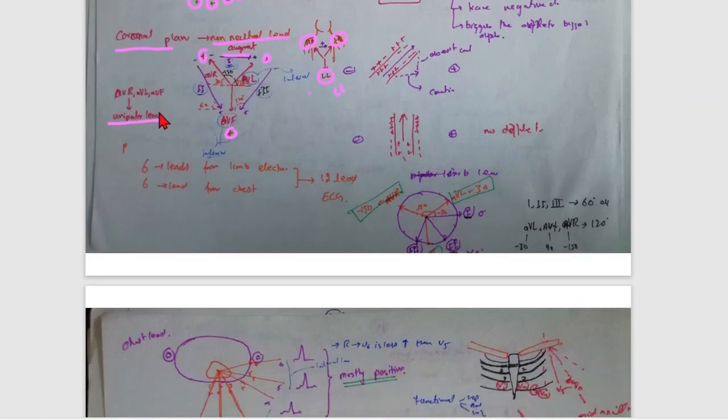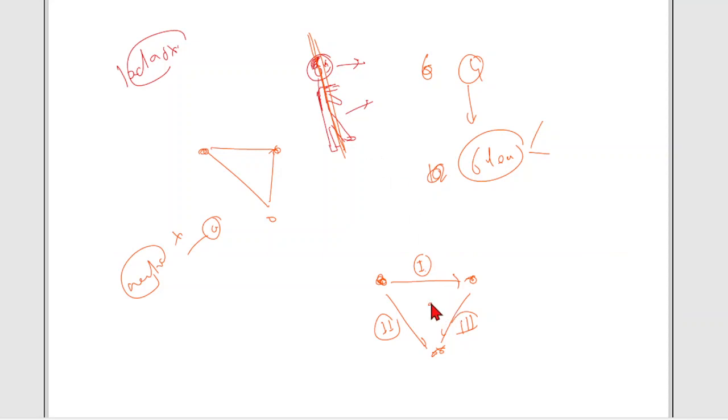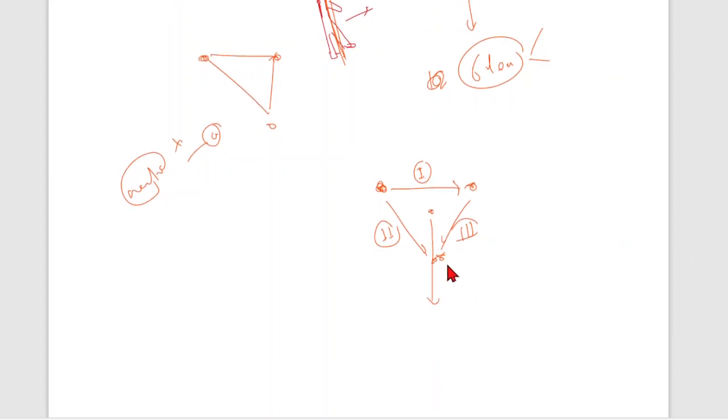Another set is the augmented leads. Augmented leads are actually unipolar. They were created by a scientist. Don't worry about this. Just see that one lead sees the heart from the inferior side, one sees the heart from the left side, and another sees the heart from the right side. So it is actually an augmented lead.